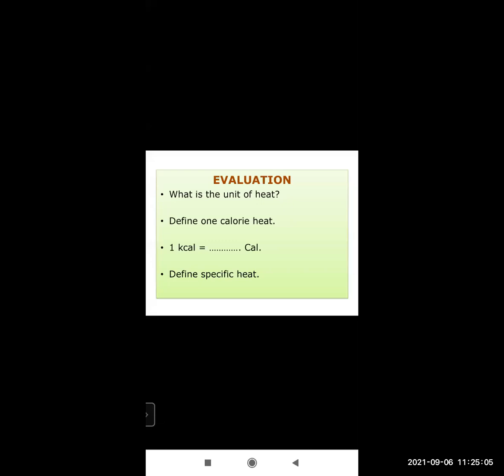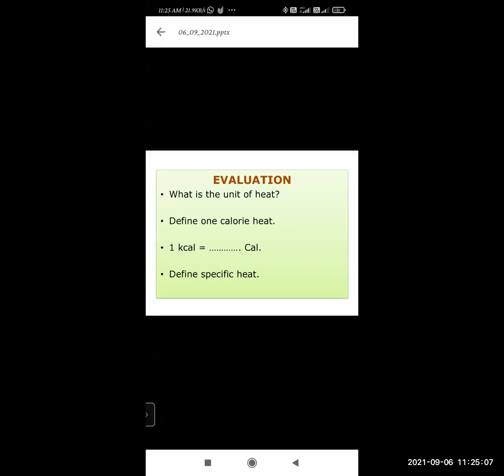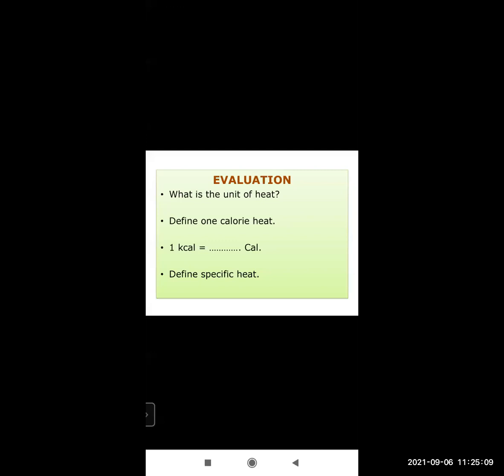The first question is, what is the unit of heat? If you know the answer for the first question, you can raise your hand and you can answer it. What is the unit of heat? Dear students, if you know the answer, some questions are given. Are they on your slide? So answer the first one. What is the unit of heat?